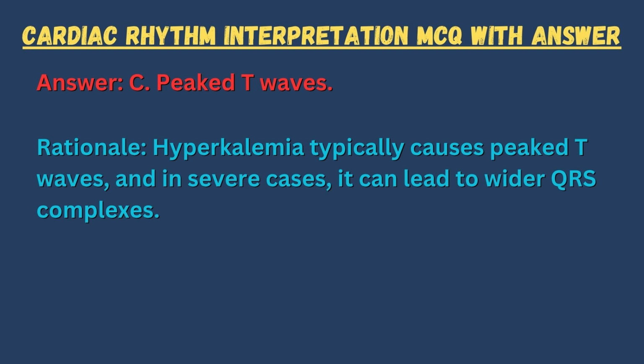Answer. C. Peaked T waves. Rationale. Hyperkalemia typically causes peaked T waves, and in severe cases, it can lead to wider QRS complexes.